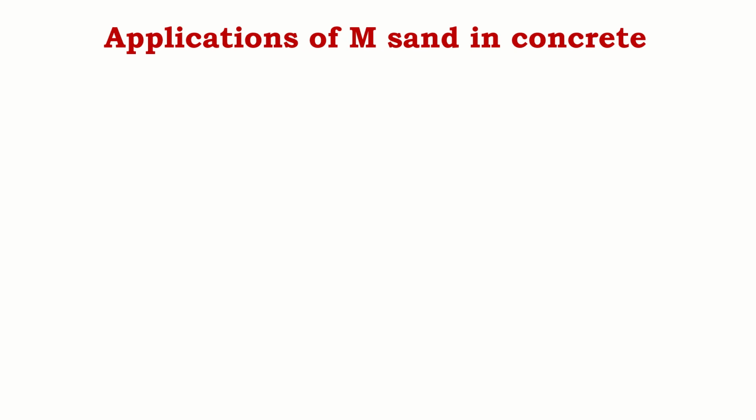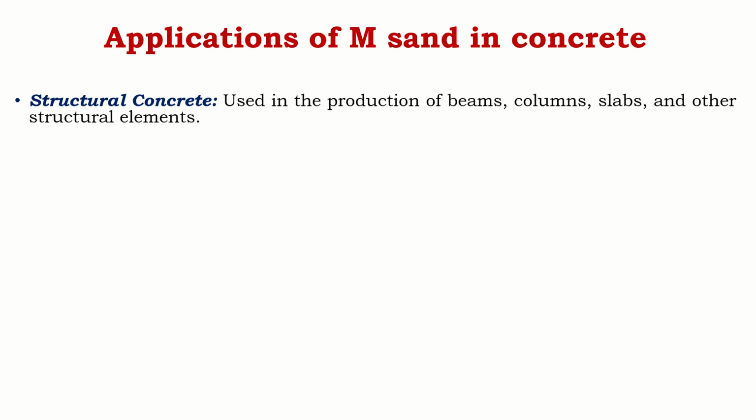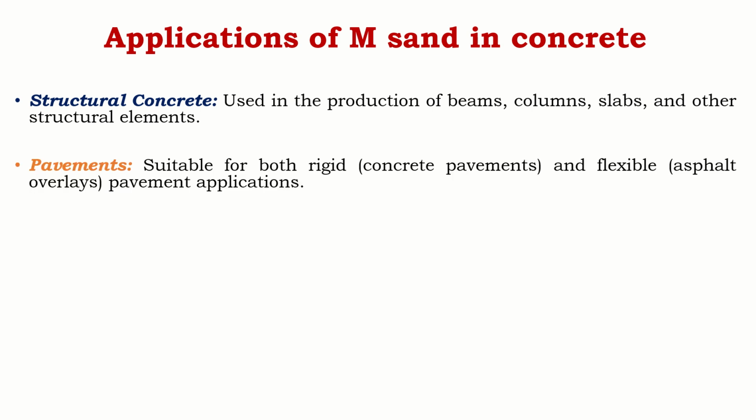Coming to the applications of M sand in concrete, you can use it for structural concrete members and elements like beams, columns and slabs. You can also use M sand in pavement applications. You can use it for rigid pavements as well as for flexible pavements.